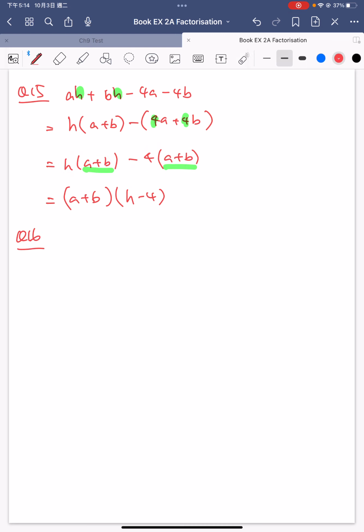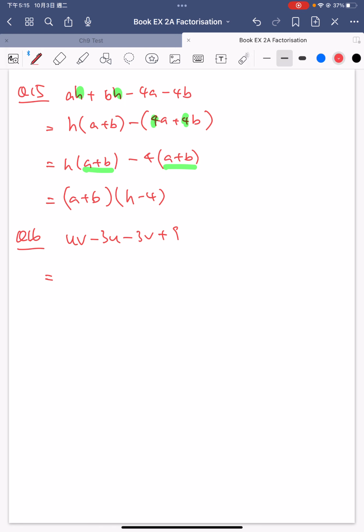Now it's doing question 16. We have uv minus 3u minus 3v plus 9. For these questions, we can first of all do this part, and then we have this part. Again, if you want to add in a bracket, you can't do it because there's a negative at the front. So if you really want to add the bracket, change the sign, reverse it, okay? So we can first of all change it to become uv minus 3u minus the bracket of 3v minus 9. So we change the positive to the negative once we add this bracket here.